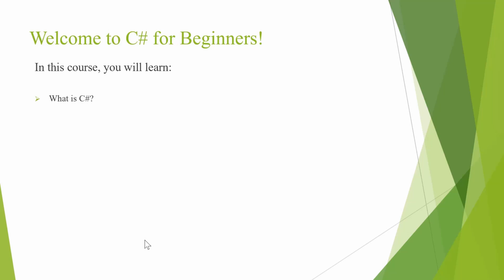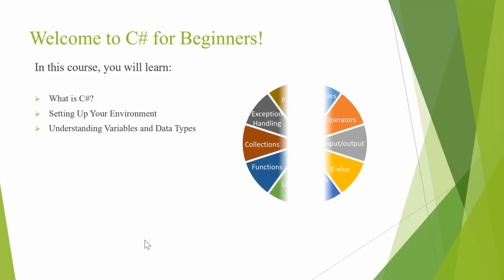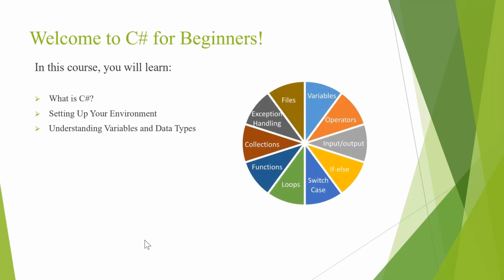First, we're going to have a quick introduction to the C Sharp language. Then we're going to install the Visual Studio so you can write your first program. After that, we're going to go through the building blocks of C# program, variables and data types. Then we're going to talk about operators in C# so we can perform calculations and logical operations.